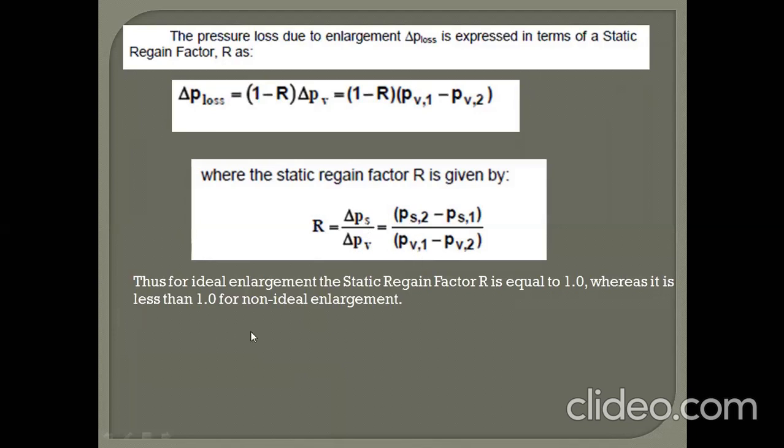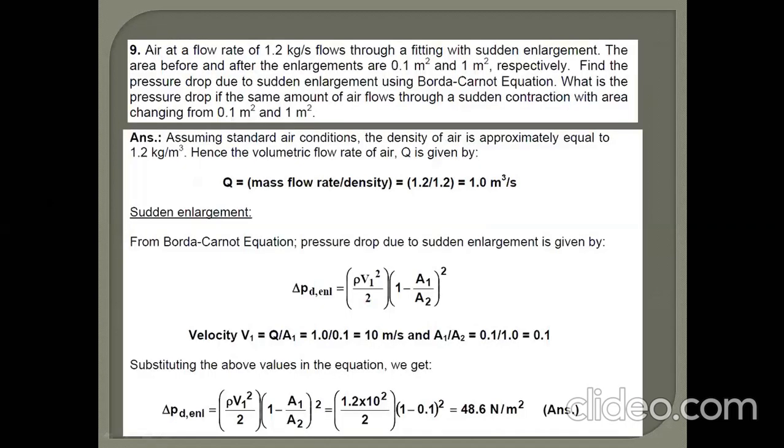For an ideal enlargement, the static regain factor is considered as 1. But for a non-ideal enlargement, it is always less than 1. So always remember that. Now we'll solve one numerical on whatever we discussed till now.